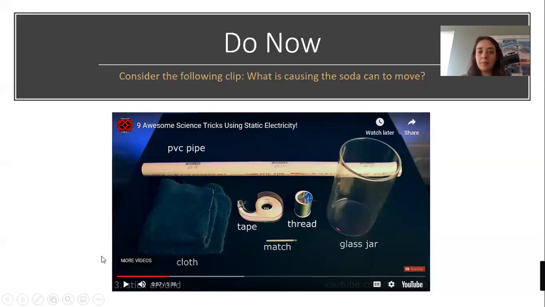Right, so we'll stop there. So take the next minute to write in your classwork document, what do you think is causing the soda can to move? What did you observe? And why do you think this is happening? Press pause when you're ready to start, and then press play when you're ready to come back. Press pause now.